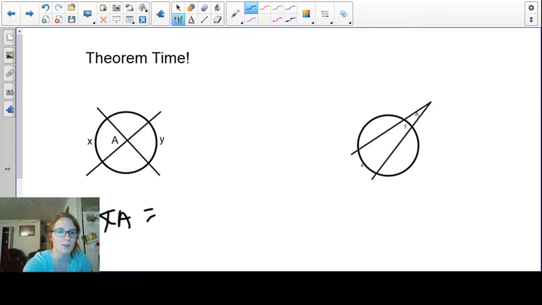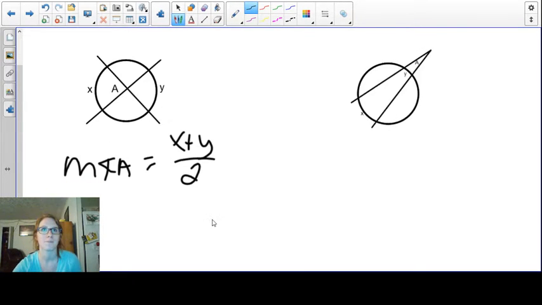will be equal to the outside pieces added together and divided by 2, which you can't see at all.